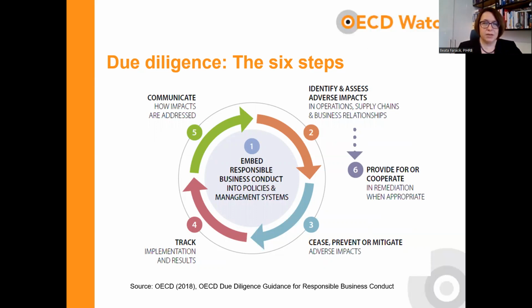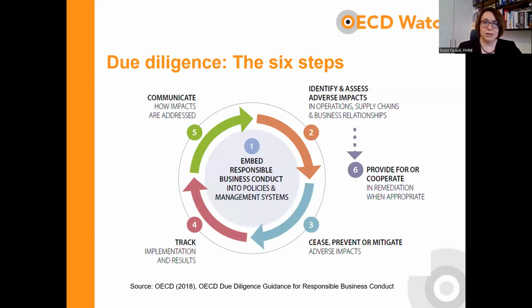Step 3 involves stopping activities that are causing or contributing to adverse impacts. It also involves implementing plans that seek to prevent or mitigate impacts, which are directly linked to the enterprise. Step 4 involves tracking the implementation and results of due diligence conducted by the enterprise. Step 5 involves the business communicating how its impacts are addressed.